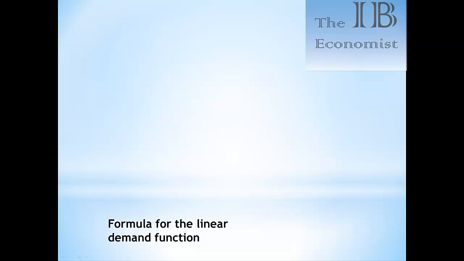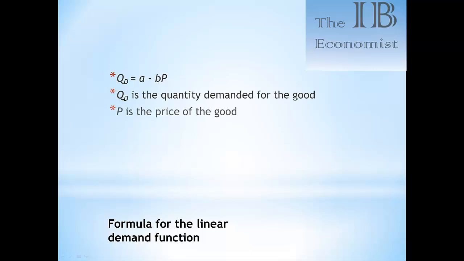We begin by looking at the formula for the linear demand function. The formula is given by this equation. QD is equal to a minus bP. QD is the quantity demanded for the good. P is the price of the good. A and negative b are constant values. We'll look in a bit at the meaning of these two constants.